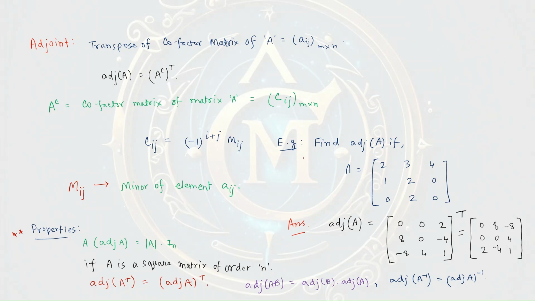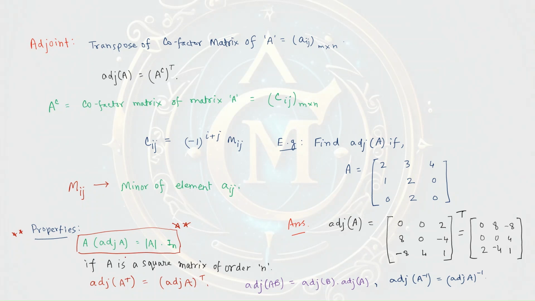Now here is an example given for you. You can calculate the minors and cofactors and then calculate the adjoint A. Here you can do it by yourself. Then we come to the properties. This is very much important. This property in particular is very important. You have to keep in mind that A times adjoint of A is the determinant of A times the identity matrix of order n, where A is a square matrix of order n. This is very much important.